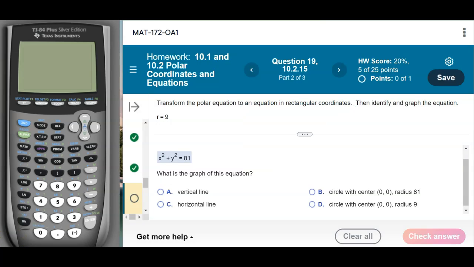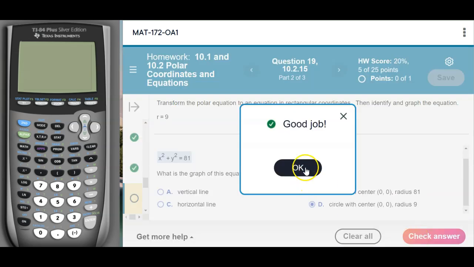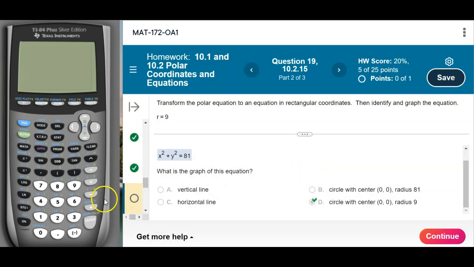All right, and you have to be careful because it asks, what is this that we're looking at? It's definitely not vertical lines or horizontal lines, but it's a circle, and the radius is not 81. It's the square root of that 81. It's the radius equals 9. And remember, r is radius. Radius is 9. And that's how you get that second part. Just make sure you don't fall into that temptation to grab that 81 number.